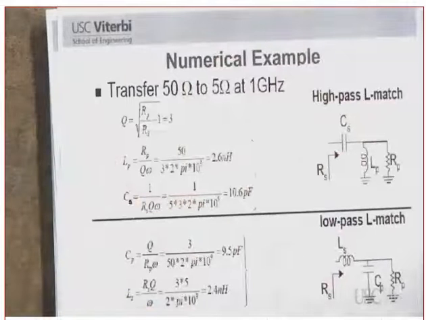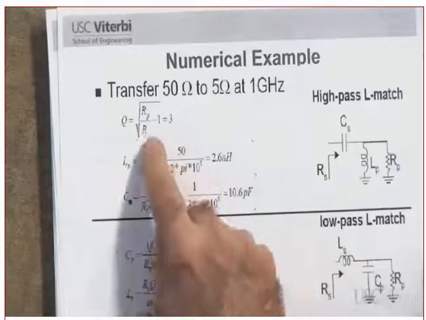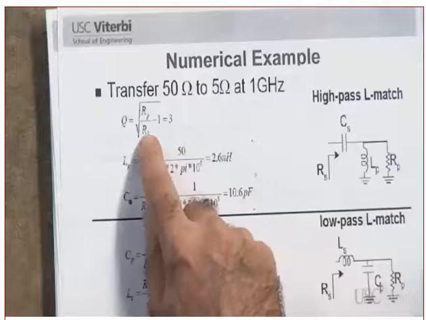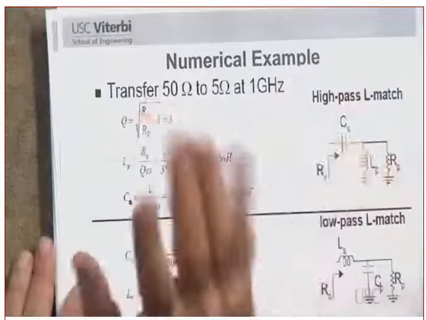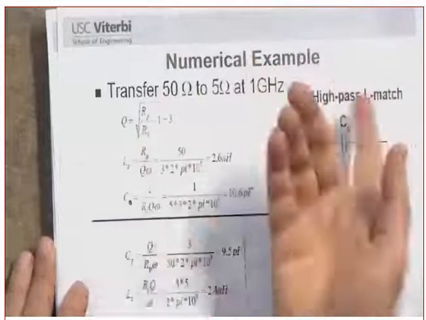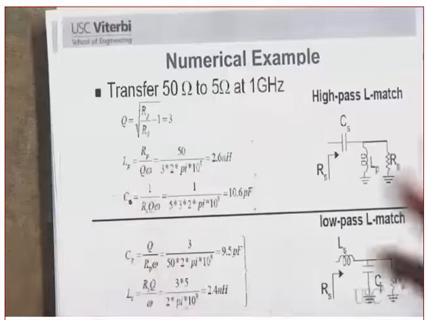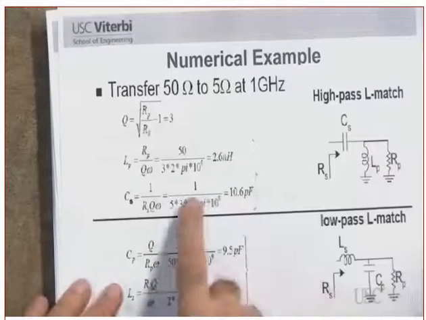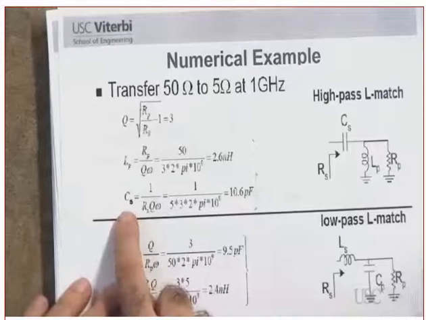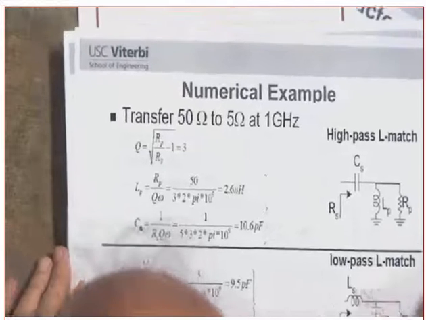Did I lose you? The RP and RS are given in the problem. Do you follow me or not? Which means what? What does that fix? It fixes the Q. And if the Q is fixed, then whatever you get for the LP, yes? Or the CS.